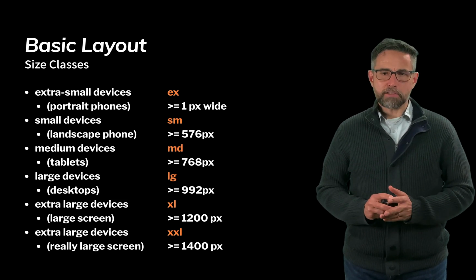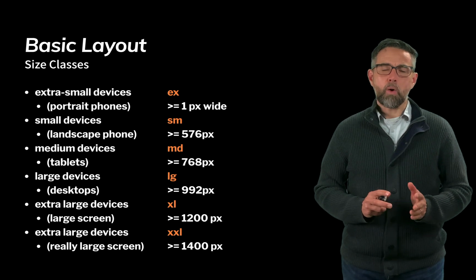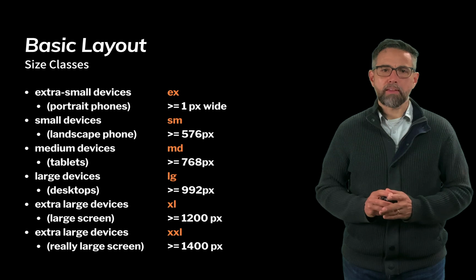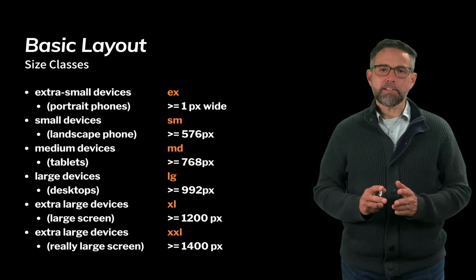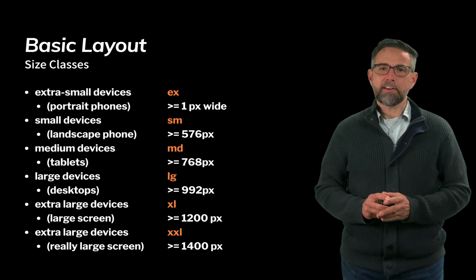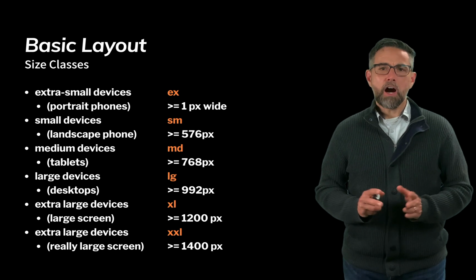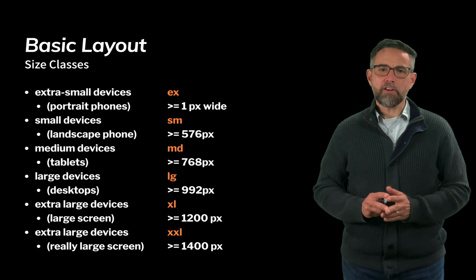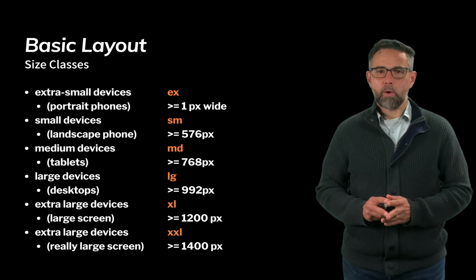And generally, the difference between this is anything between 1 and 575 pixels is considered extra small as a width. And anything that's between 576 and 767 is considered a small device. Our medium devices, for example tablets, are anything that ranges from 768 pixels to 991 pixels.